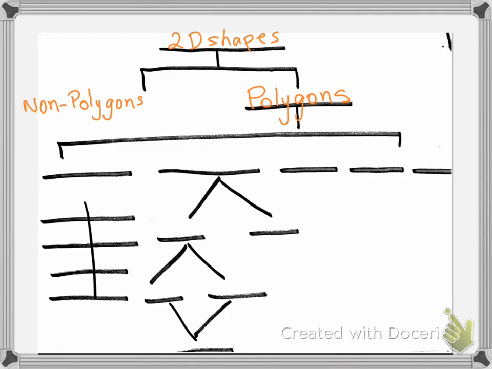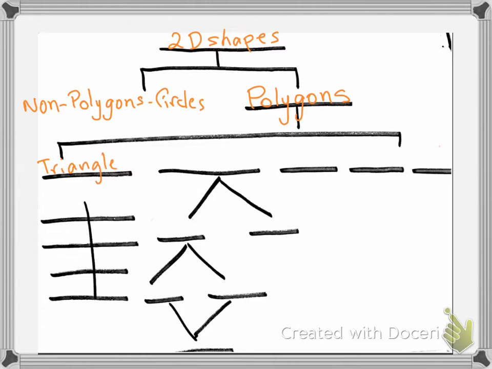A perfect example for a non-polygon two-dimensional shape is a circle. Circles are non-polygons because they are closed, but they do not have sides. On the other hand, polygons can be classified based on how many sides they have. For example, a shape that has three sides, we call a triangle. That's a polygon, and it's also a two-dimensional shape.